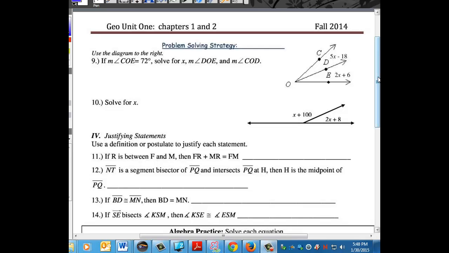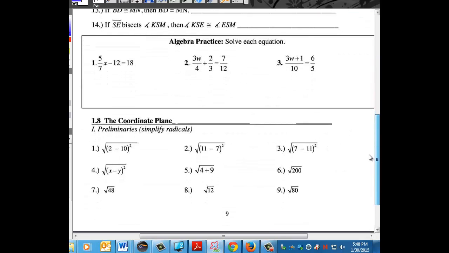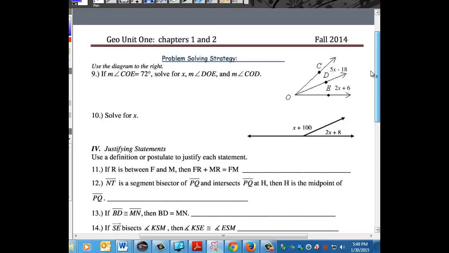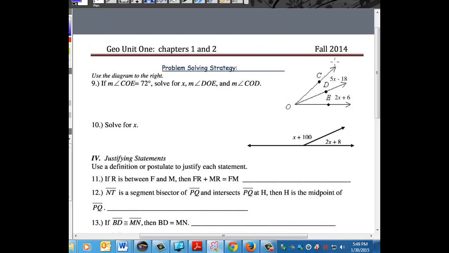Welcome back to geometry. We are at section 1.8, the coordinate plane. Before we start this new lesson, let's finish up the few problems we have up the top. This first problem is going to involve the angle addition postulate. Let's grab my pen and we're ready to rock and roll.